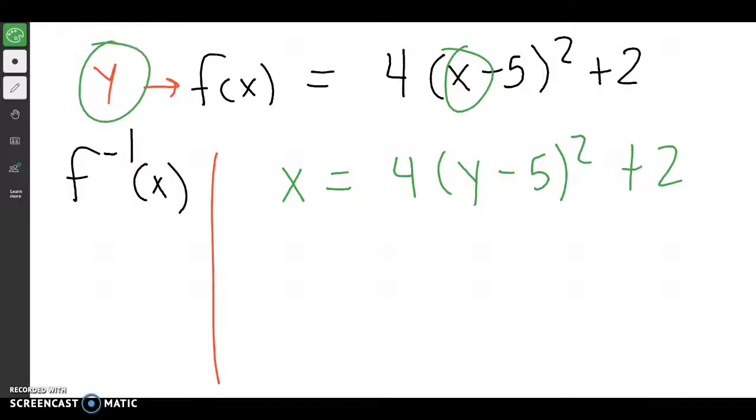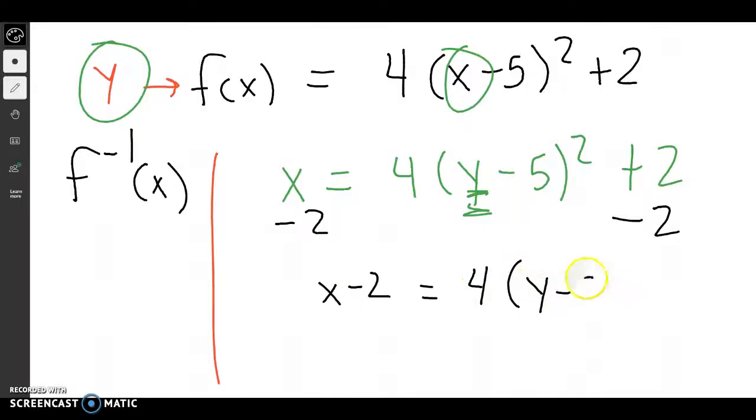Now, you've taken its inverse, but you don't have an inverse function because everything always has to be solved for y when you have a function. So we have to basically get y by itself at this point. So the first thing I'm going to do to get y by itself is get all the things away from the parentheses. So I'm going to subtract 2 from both sides and get x minus 2 equals 4.